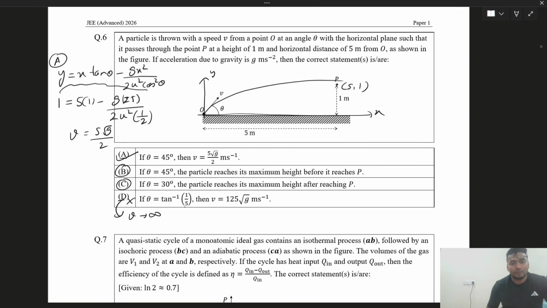Now B and C, how to verify them? You can do one thing better. For each case, you can find out the range, then take the half. What it is asking is, if theta is 45 degree, the particle reaches its maximum height before it reaches P, so at exactly R by 2. For any projectile, at exactly R by 2 it is at maximum height. So for each case, find R, then R by 2, and compare with 5. If R by 2 is less than 5, then maximum height has already occurred. Based on that, you can verify it.